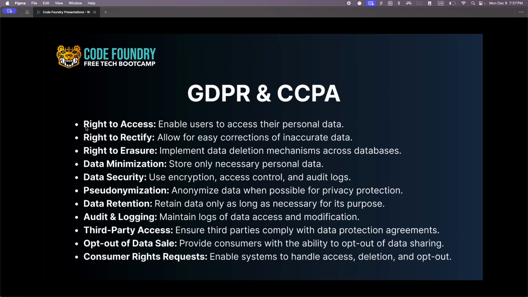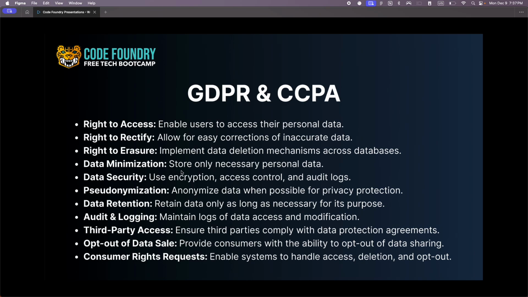You need to provide a right to access, so enable users to access their personal data. So users should be able to know what data is being stored from them. The right to rectify, which is allowing for easy corrections of inaccurate data so that users can change data if it's wrong. Right to erasure. This is a really important one. When users want to delete their data, you need to implement mechanisms to allow them to delete their data off of all of your databases.